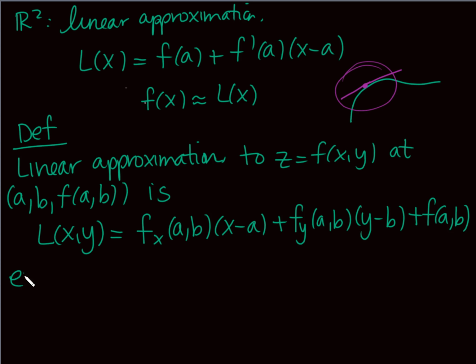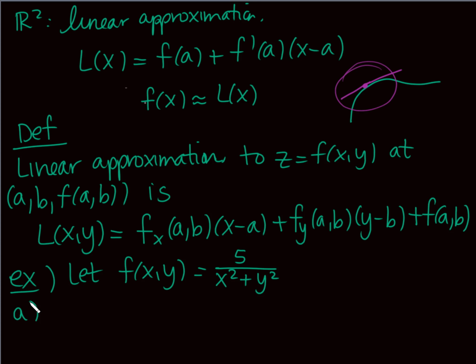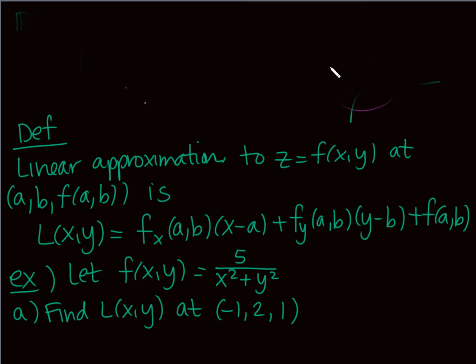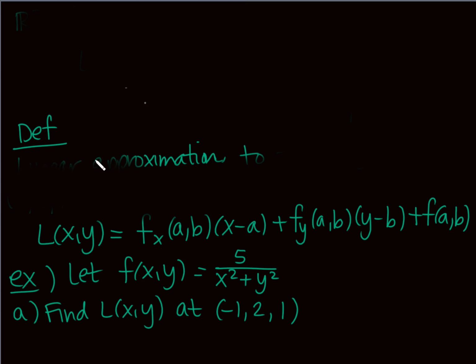Okay, so let's do an example. I'm just going to do the one in your book so we can look at an interactive figure. Let f of x, y equal 5 over x squared plus y squared. So part A, find its linear approximation at (-1, 2, 1). Okay, and I'm just going to stay over here. Let me just erase some of this. The definition, remember, is just the plane itself.